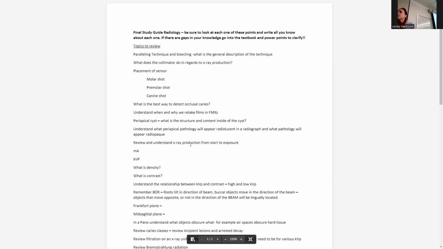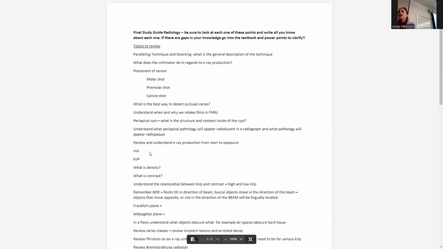Review and understand X-ray production from start to exposure. So basically that is saying that at any point throughout the multiple choice, it could ask you if the anode is positive or if the cathode is positive, or what does MA control, or where in the tube head the X-ray is actually produced. It might ask you anything along those lines. But if you have reviewed the production of X-rays, then you should be able to answer those questions. So just go through each step and review it so you're really sure you know those steps clearly.